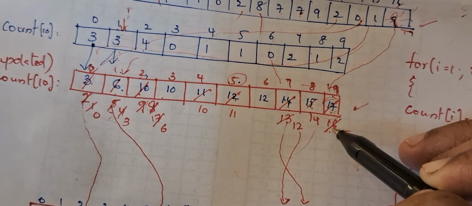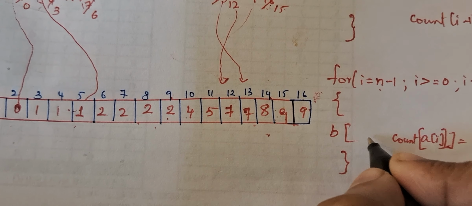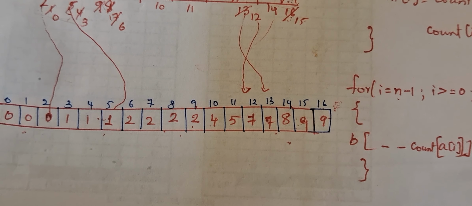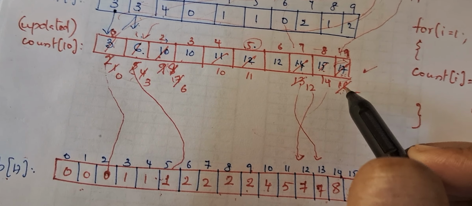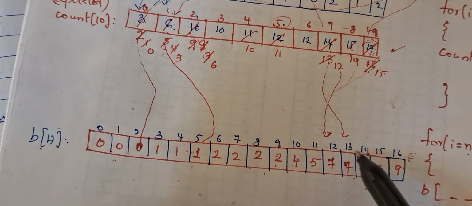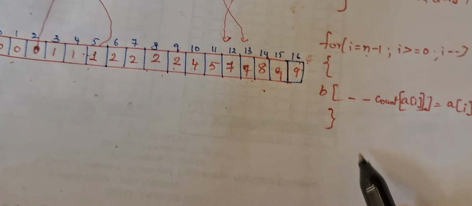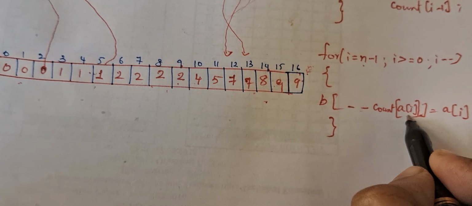We are decrementing the value by 1. So here 17 becomes 16. Then we are taking index 16 of the final array B, so B of 16.